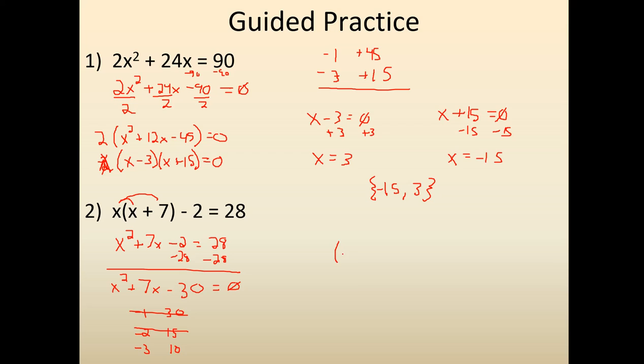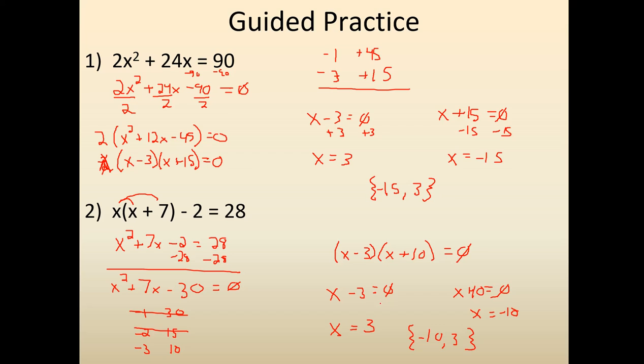So my factors will end up being (x minus 3)(x plus 10) equals 0. So set these two factors equal to 0, and you're going to end up getting x equals 3 over here and x equals negative 10 over here. So my solution set will end up being negative 10 and 3.